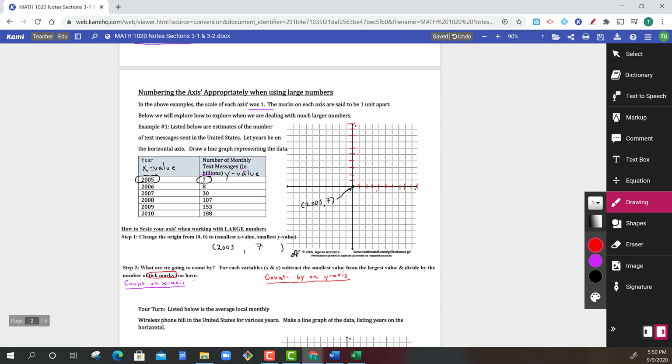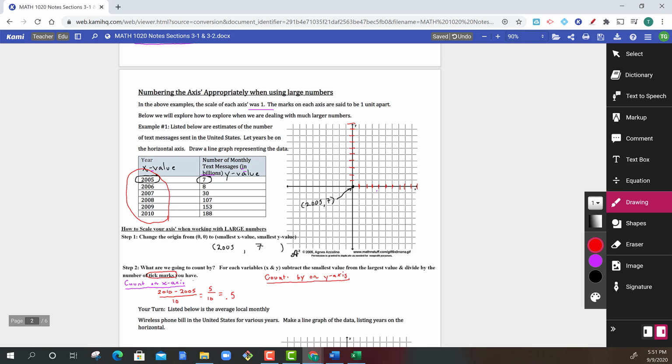So on the x-axis, we're going to take the largest number and subtract from it the smallest number. So that's 2010, subtract 2005, and we're going to divide that answer by 10 because there's 10 tick marks. So 5 divided by 10, I get 0.5. So that tells me we're counting by half years.